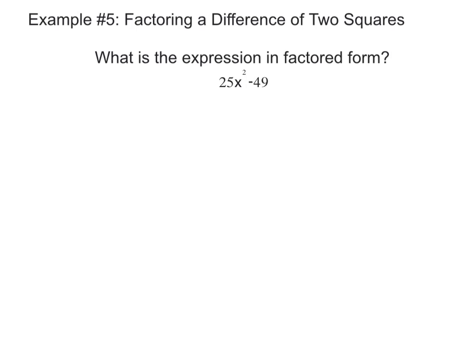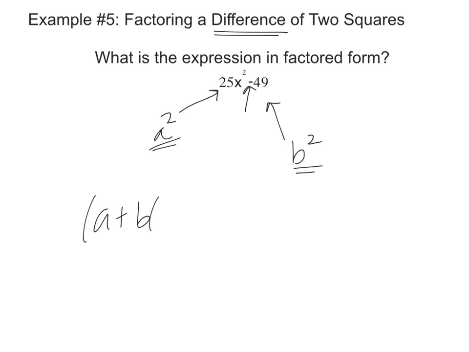Okay, 25x squared. What you want to first determine is if the first term is a perfect square. Next, you want to determine if the second term is also a perfect square. If they are both perfect squares, and notice that this is called a difference of two squares. That makes sense. This is a difference, meaning subtraction of two squares. If that's the case, then its final setup will be a plus b and a minus b.